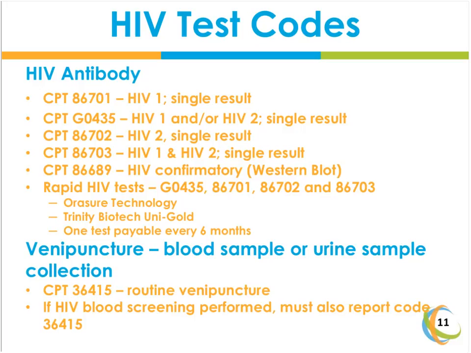In some instances, it may be necessary for the provider to perform a blood sample or a urine sample collection using routine venipuncture. The code for the routine venipuncture is CPT code 36415. And so in those instances where the HIV test is performed via blood or urine collection, you should be reporting, in addition to the test code, the collection code 36415.